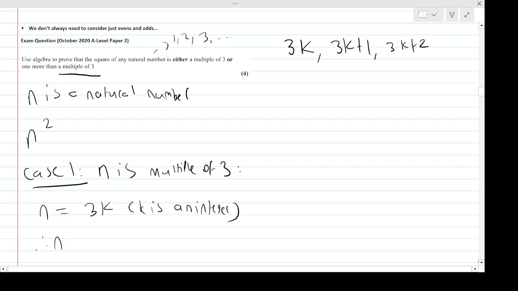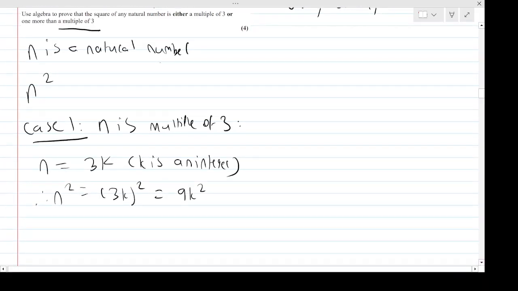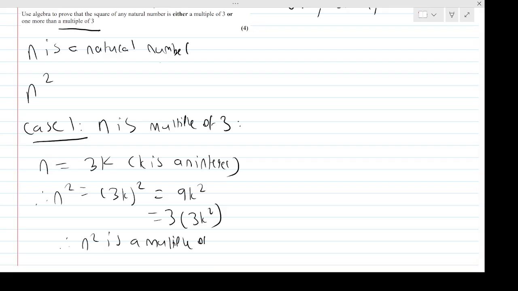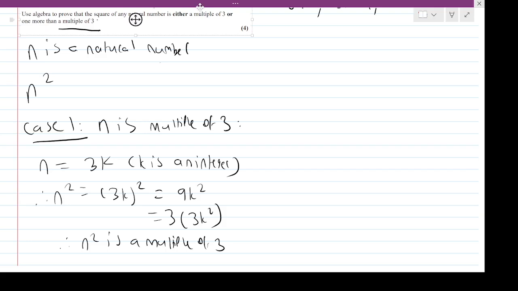Therefore, n squared is now 3k all squared, which is 9k squared. Well, what do you know? I can factor a 3 out in this case. So 3 lots of 3k squared. Therefore, n squared is now a multiple of 3. So we're getting somewhere, because that's one of the criteria, right? We want to show that it's a multiple of 3, the square of an integer. So there we are.